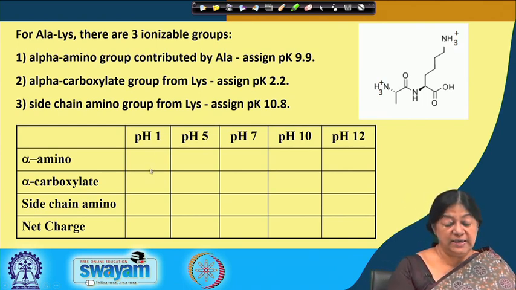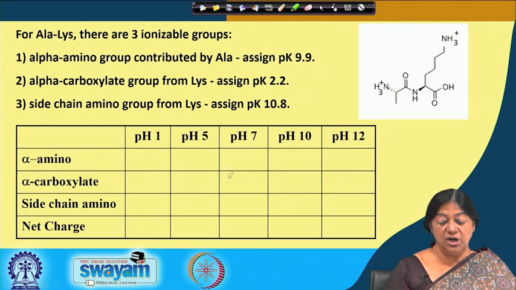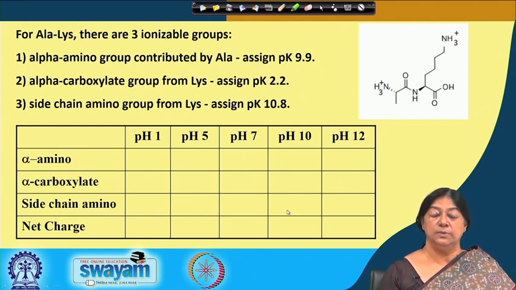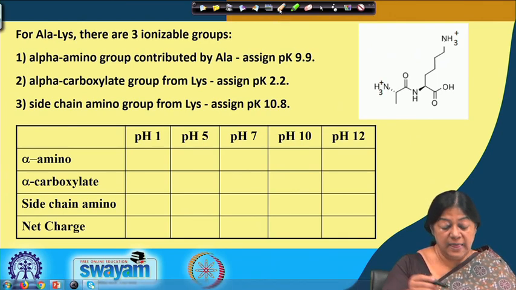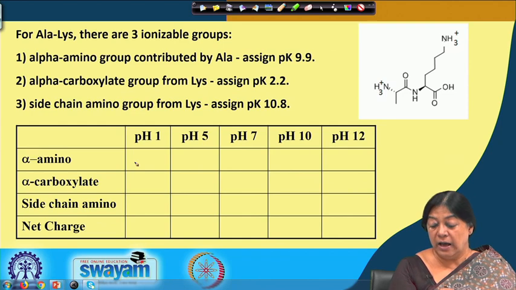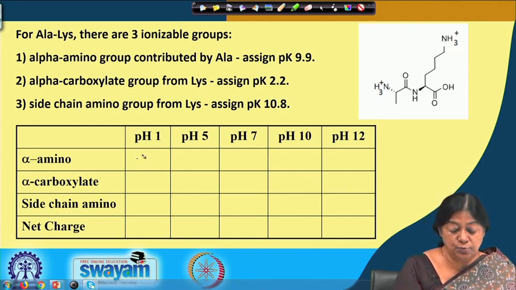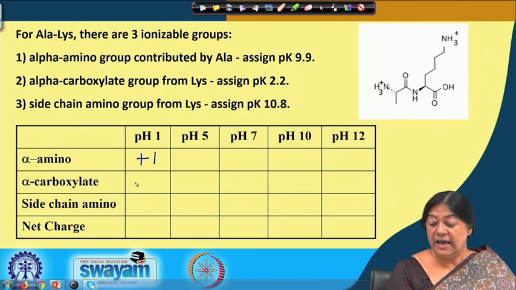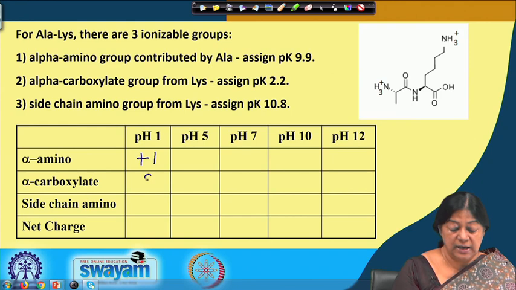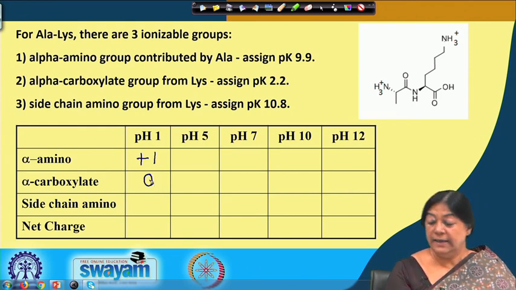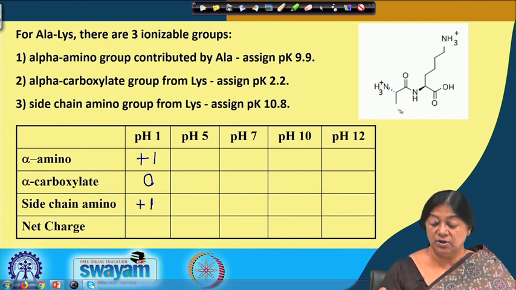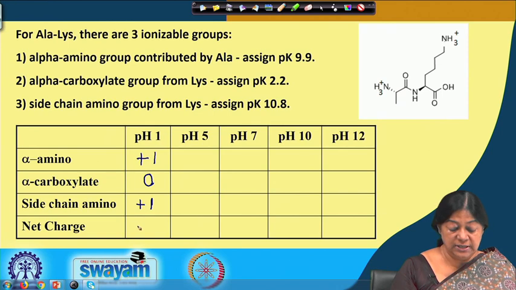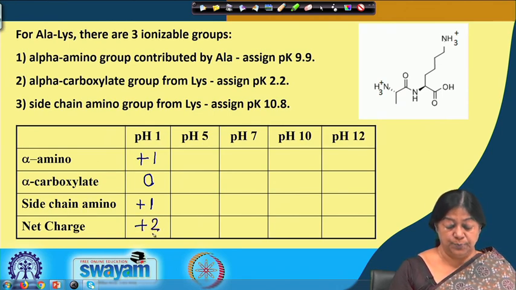So, what we do is we calculate the charges of each of these possible forms. How do we do that? If we want to look at this, we say that the amino group here now has a charge corresponding to +1. The alpha carboxylate is 0 because it still has not lost its proton, and the side chain is +1 from the lysine, because the alanine does not have any charge. So, what is the net charge? The net charge here is +2.